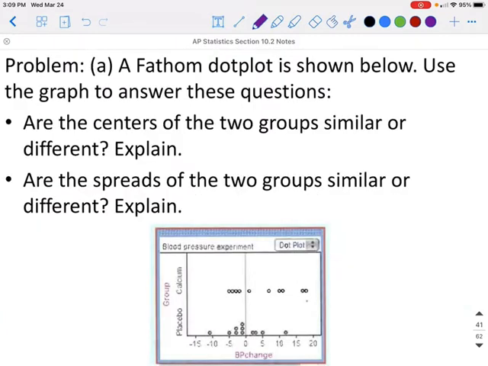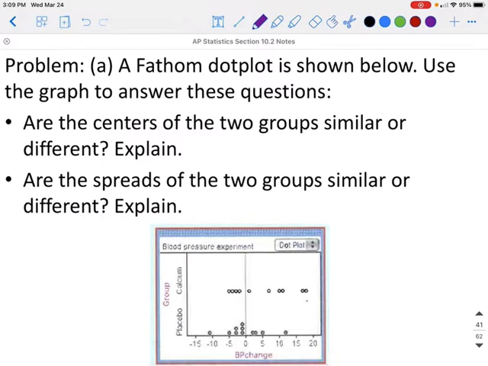So, for part A, a Fathom dot plot is shown below. Use the graph to answer these questions. Are the centers of the two groups similar or different? Explain. And are the spreads of the two groups similar or different? And please explain. So the centers of these two groups are different.